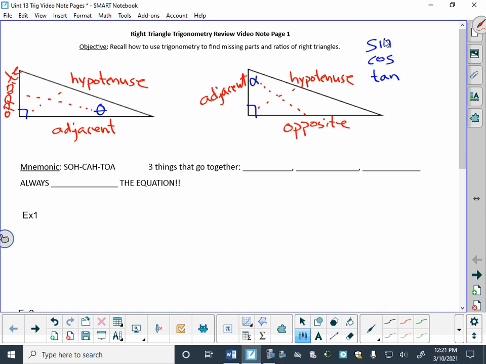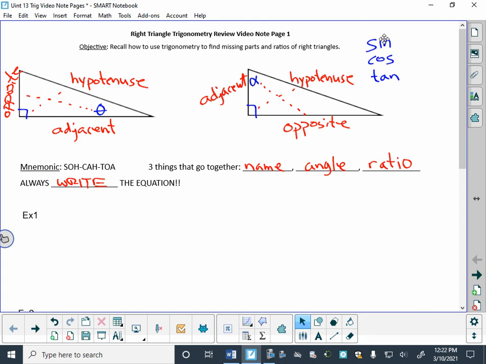In the SOHCAHTOA, whenever we're doing this, the three things that go together, and there are always three things that go together, there is the name of the trigonometric function, either sine, cosine, or tangent. We can use its three-letter abbreviation. There is an angle, the focus of which acute angle in the triangle that we're actually talking about, and then there is a ratio. The ratio actually takes two sides, and that's what our mnemonic helps us remember. And we want to throw in this warning here that whenever we're doing this kind of stuff, we always want to write the equation.